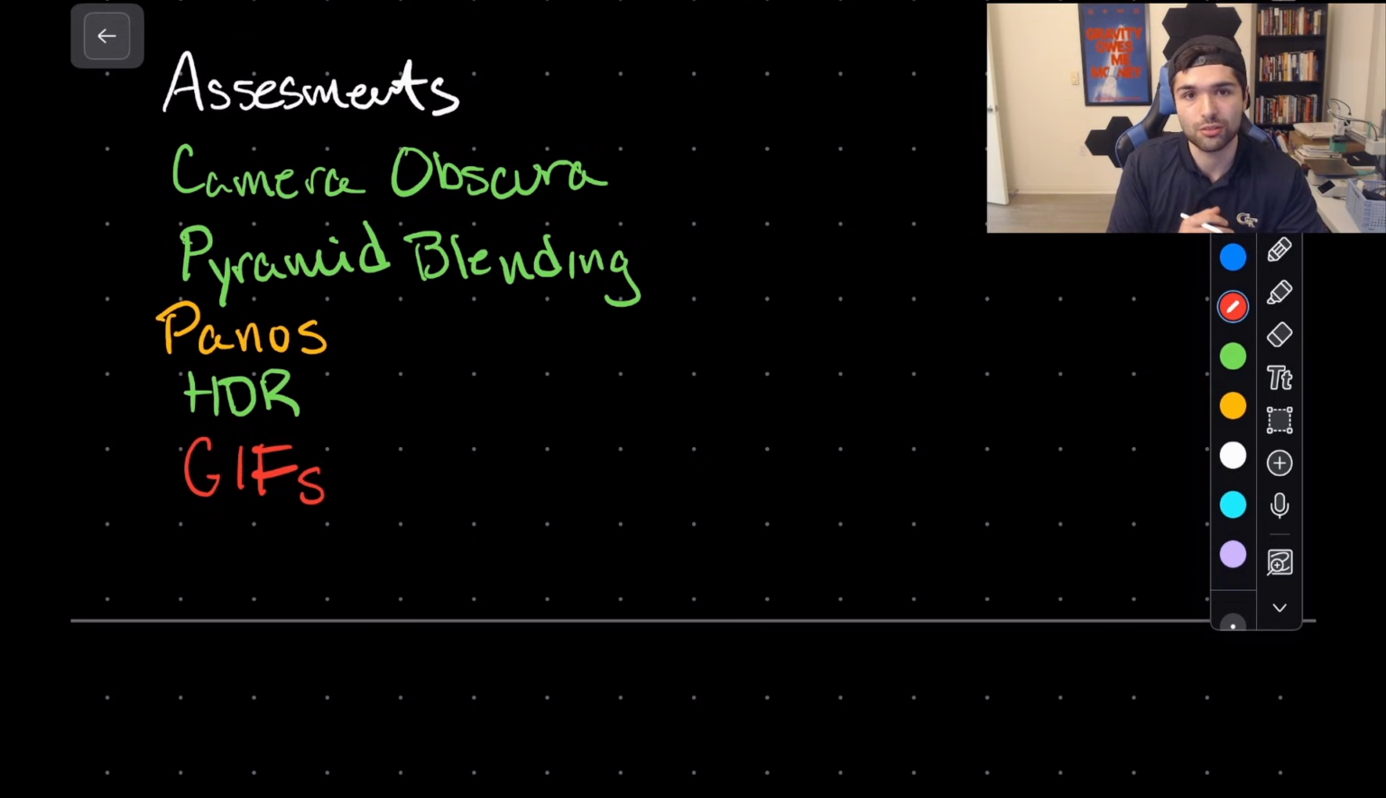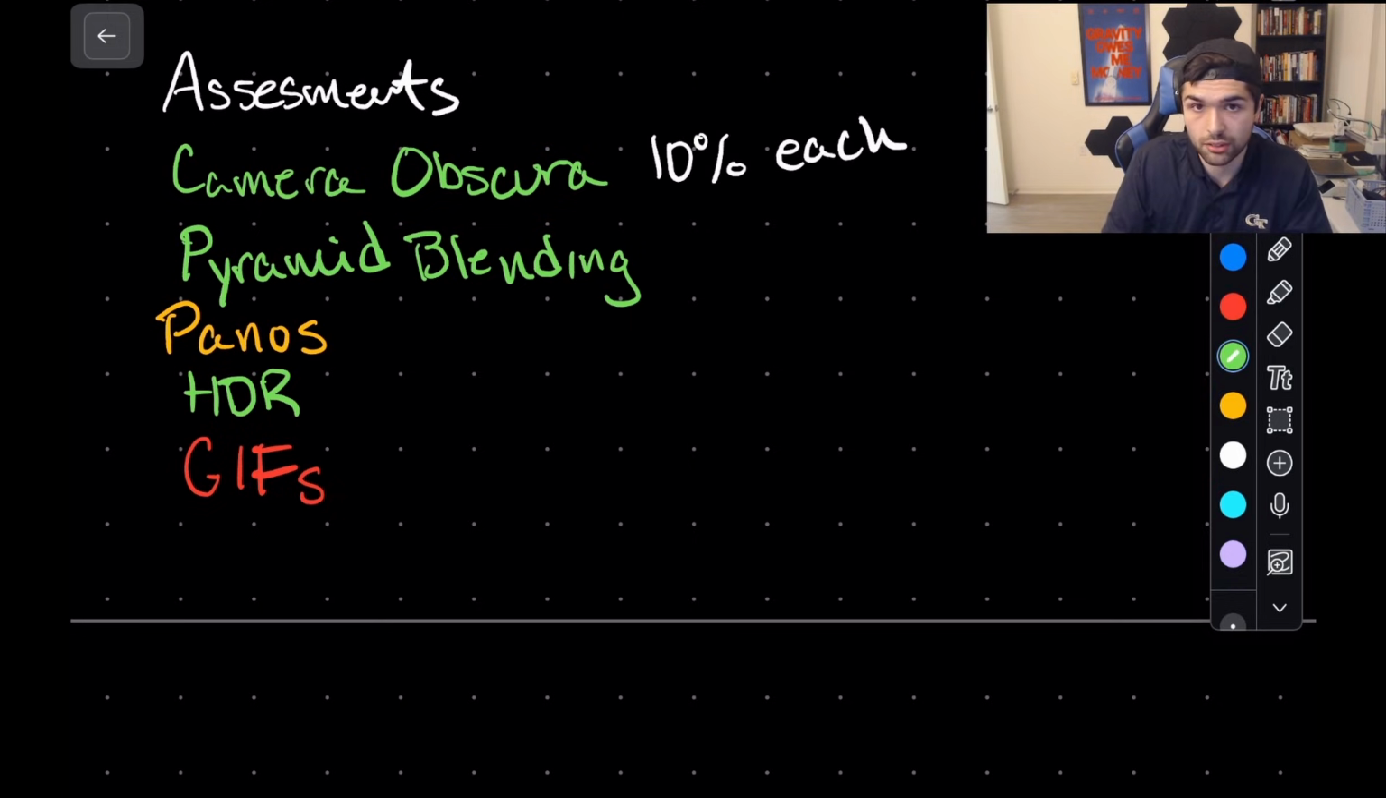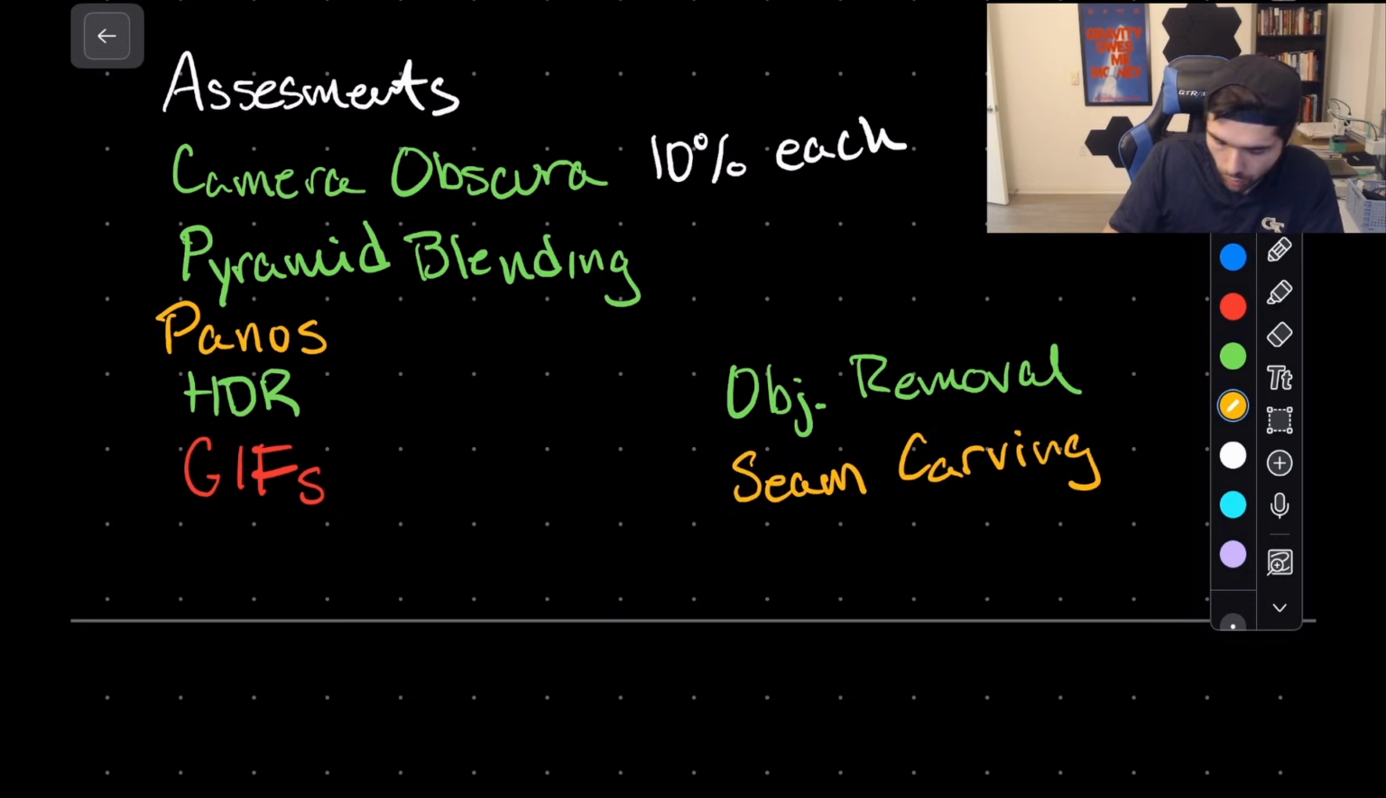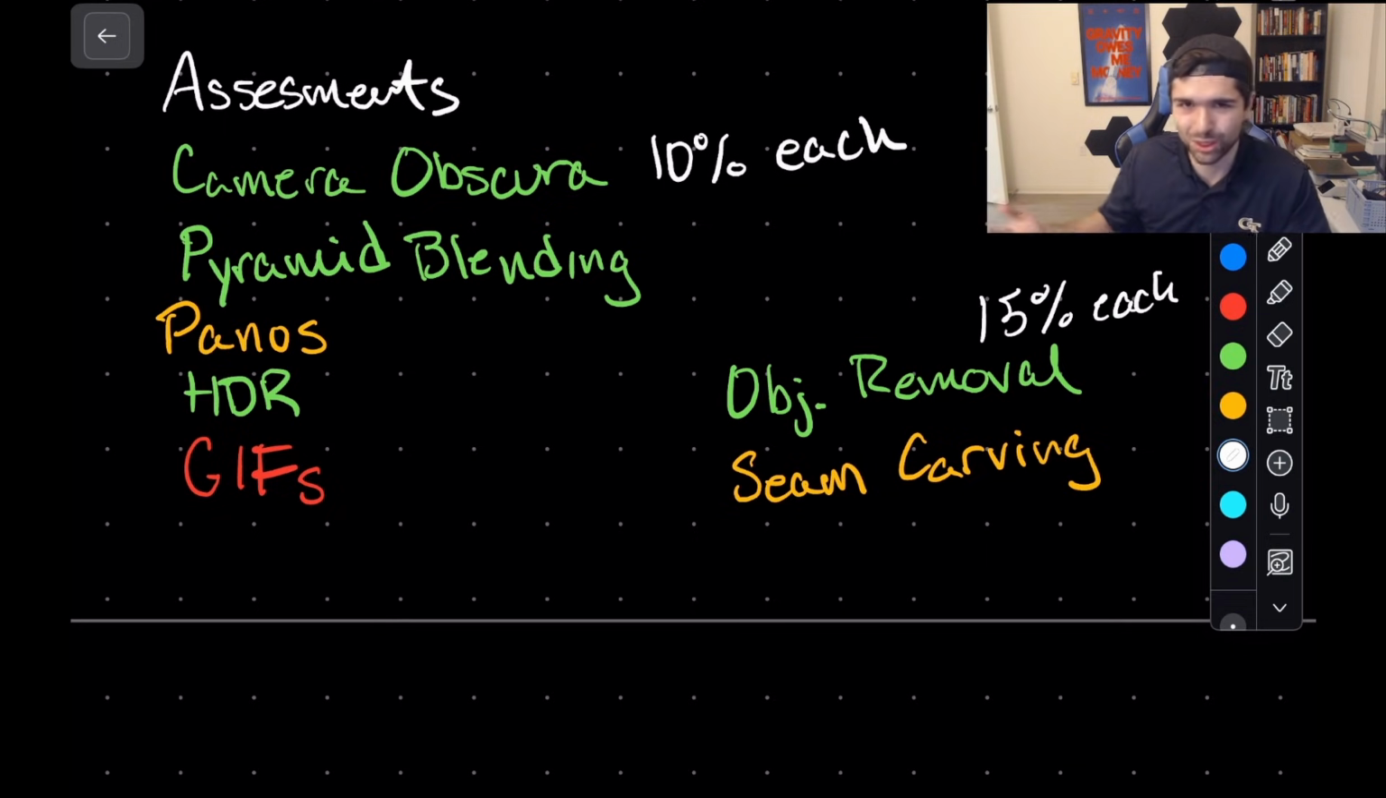I enjoyed the lectures for this, but the assignment, not so much. That was a bit of a bummer. So each of these assignments were worth 10%. As for projects, there were two. One was the object removal project, and the other was the seam carving project. Each of these were worth 15%, or one was 10 and one was 20. I honestly can't remember. Yeah, on average 15% each.